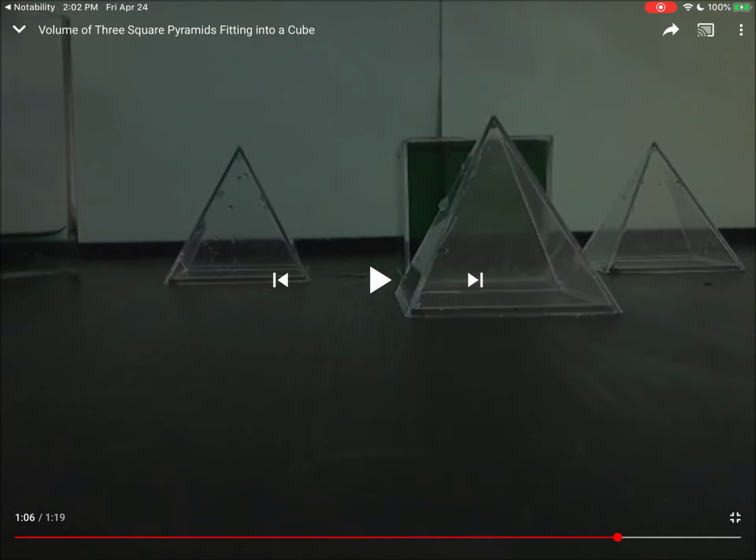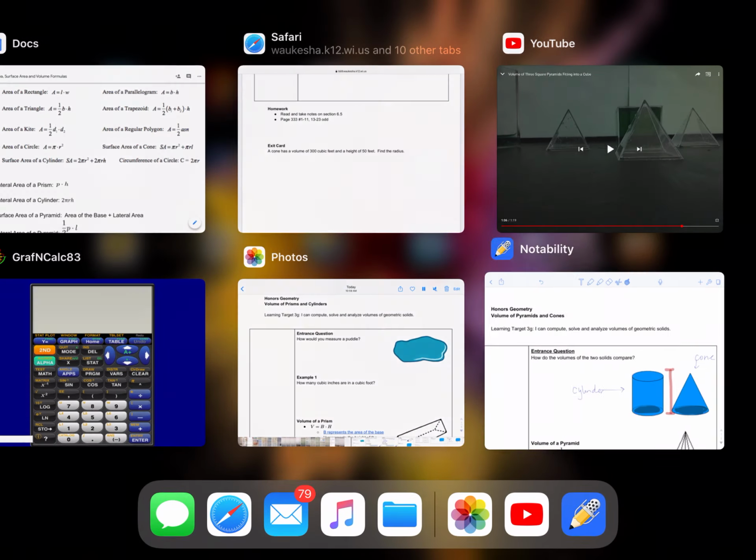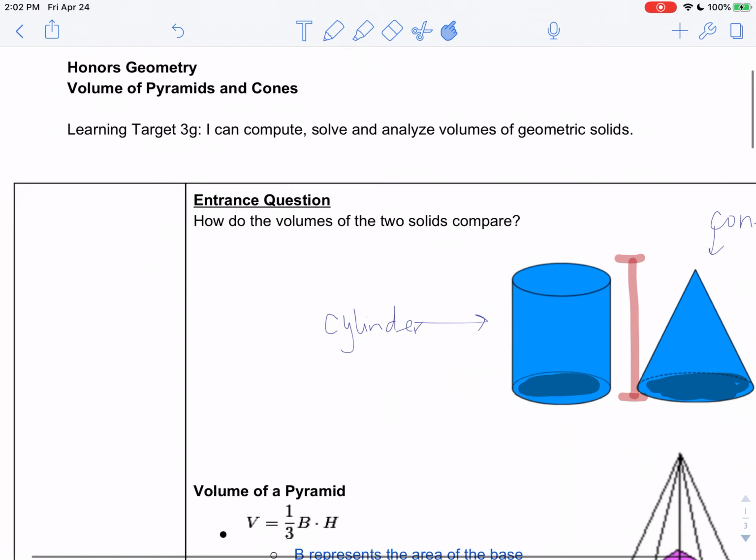If you predicted the cylinder was 3 times the volume of the cone, you were correct.